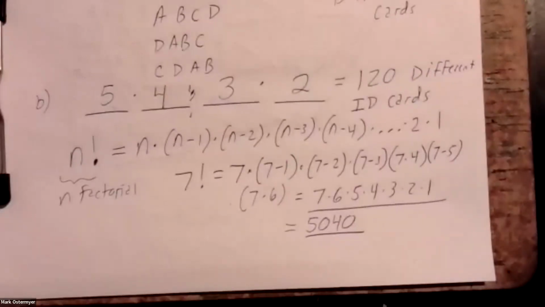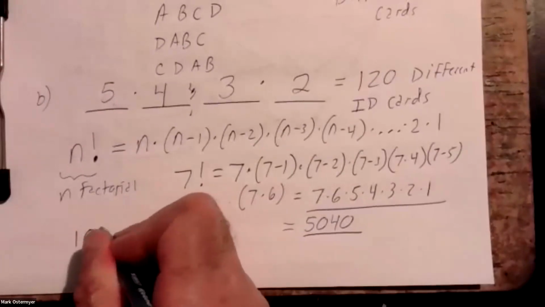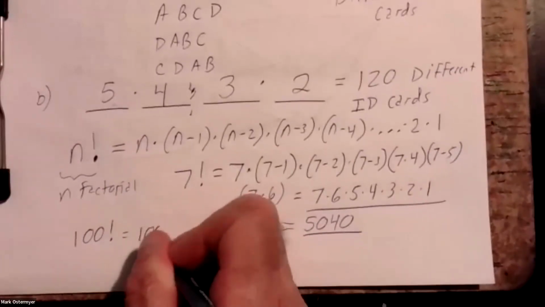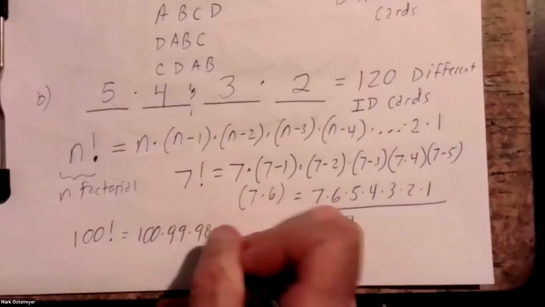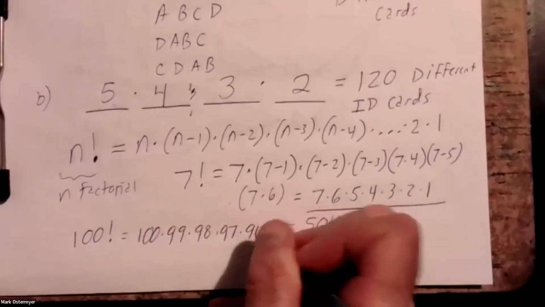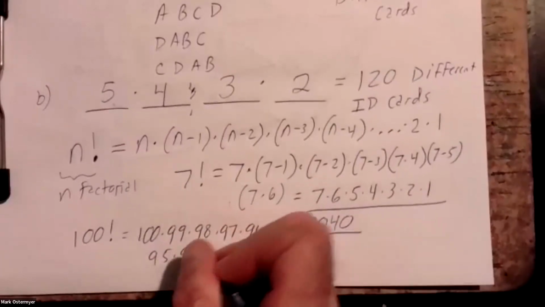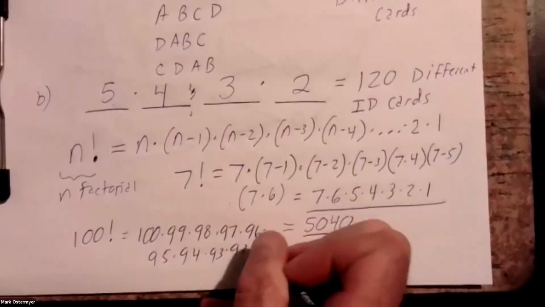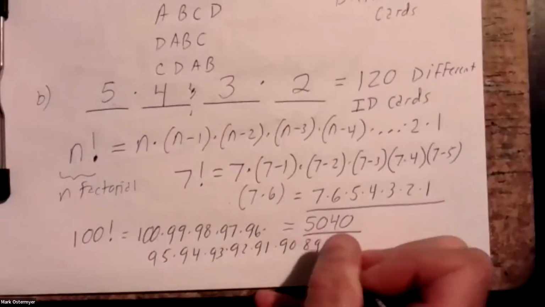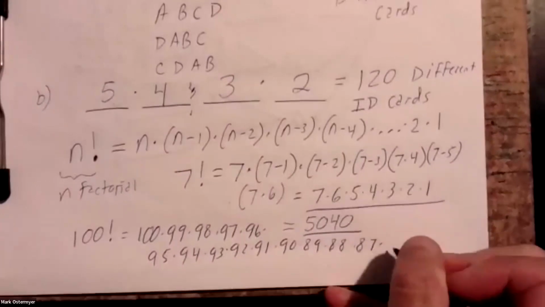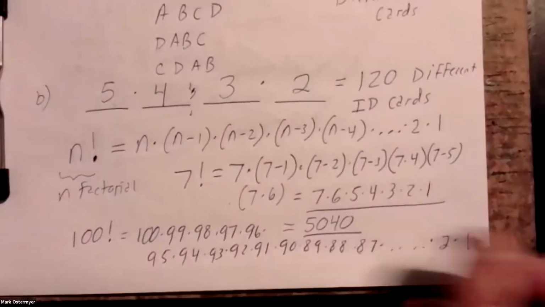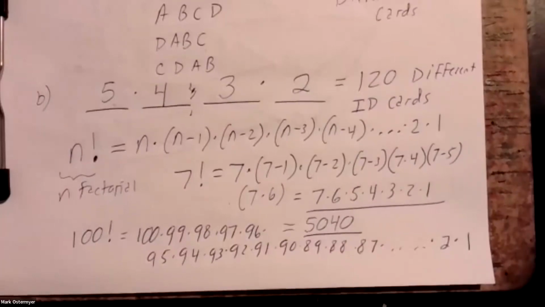So that is the factorial function, ladies and gentlemen. You can see that factorials grow very quickly, a lot quicker than a linear rate. They even grow quicker than an exponential rate. Could you imagine trying 100 factorial? 100 factorial would be 100 times 99 times 98 times 97 times 96 times 95 times 94 times 93 times 92 times 91 times 90 times 89 times 88 times 87 times ... all the way down to 2 times 1. That is going to be a humongous number.